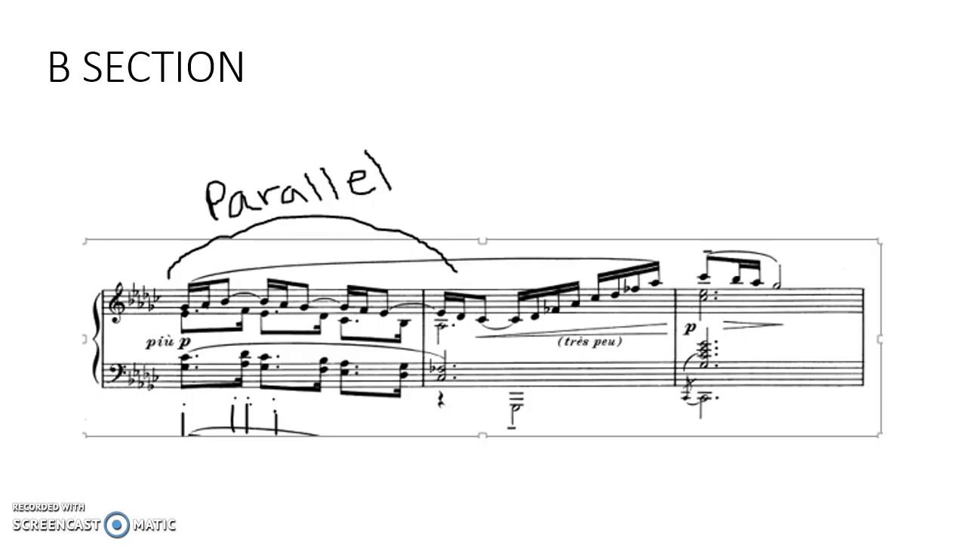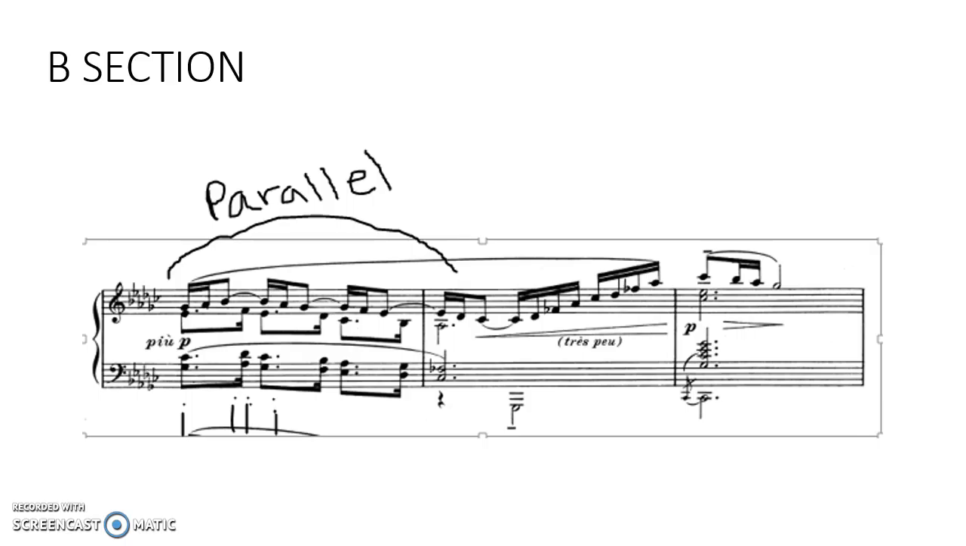Following the A prime section is the B section of the piece. This section is composed of entirely new musical content. Debussy wrote it very differently from both the A and A prime section, and it is not a variation of the main melodic theme that reappears so frequently throughout the duration of the piece.